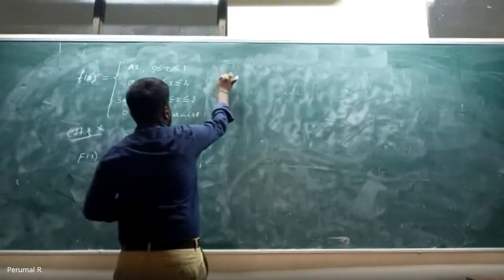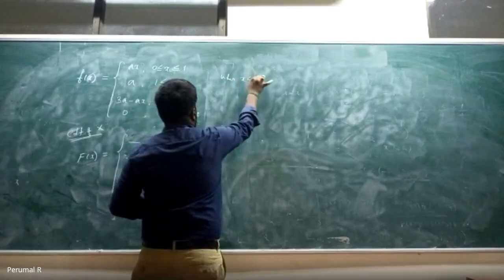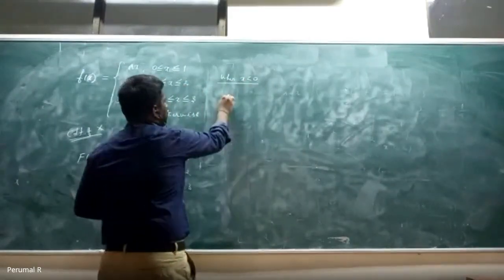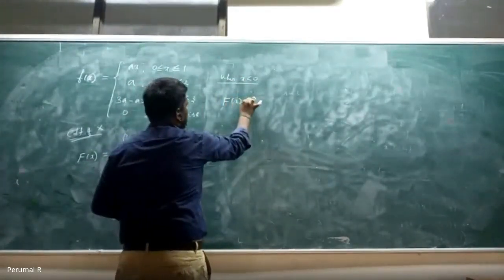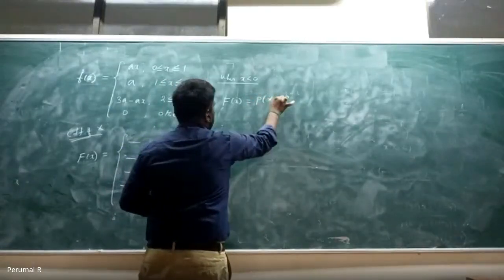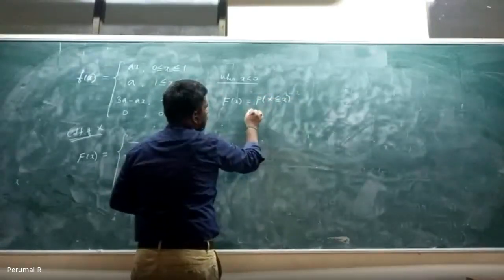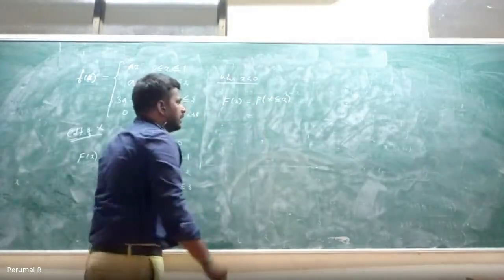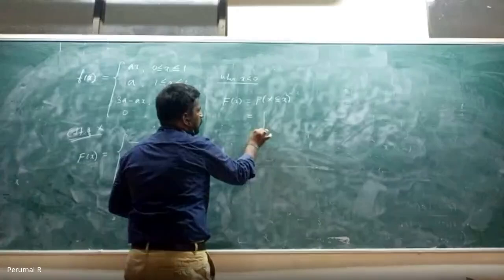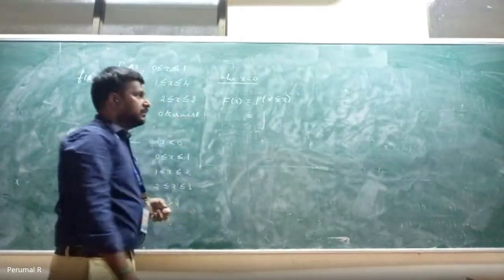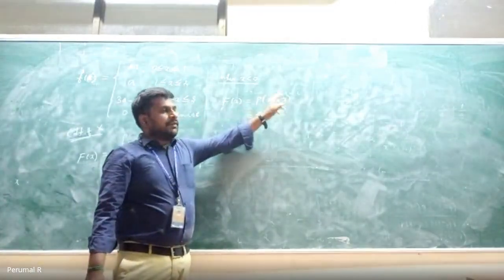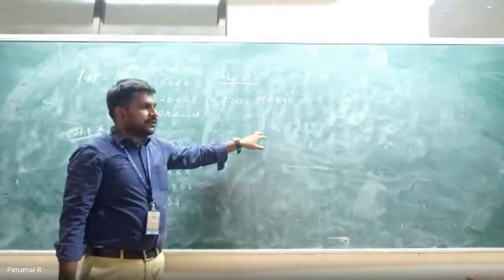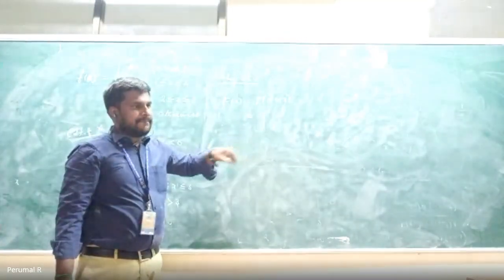So first thing, when x is less than 0. What is your function? F of x equals probability of x less than or equal to x. Here x takes the value 0. So x less than or equal to 0, what is your interval? Minus infinity to 0. Minus infinity to x.